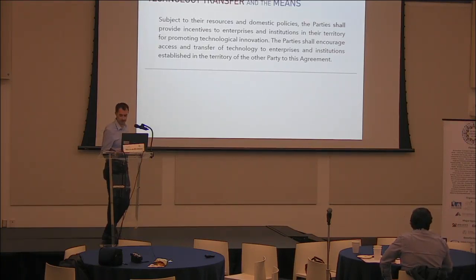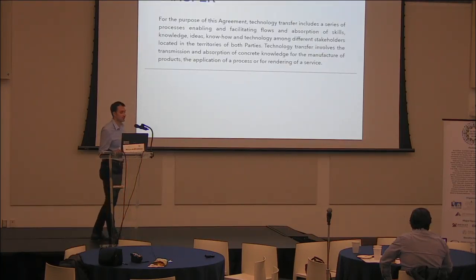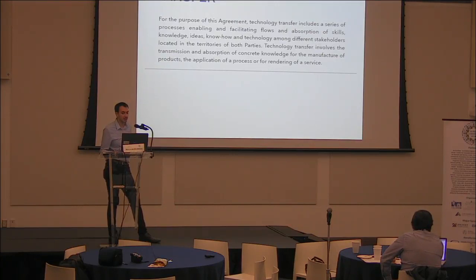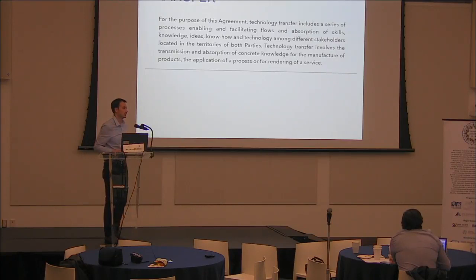And what is technology transfer? It's important to put it into words. This is the definition of technology transfer that we are thinking about. For the purpose of this agreement, technology transfers include a series, it's not closed, it's an open definition. Technology transfers include a series of processes enabling and facilitating flows and absorption of skills, knowledge, ideas, know-how, and technology among different stakeholders located in the territories of both parties. Technology transfers involve the transmission and absorption of concrete knowledge for the manufacture of products, the application of a process, or for rendering a service. This is not the only definition, but we think that this is one of the best definitions that we have found. So we are working with this definition. So put the definition and put the means of how it works.